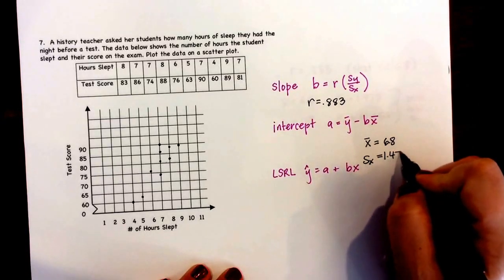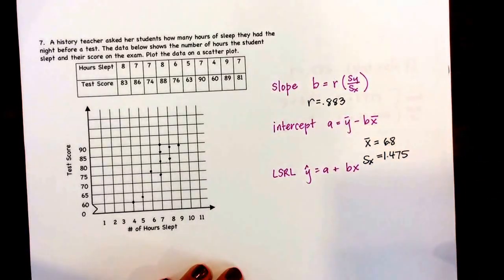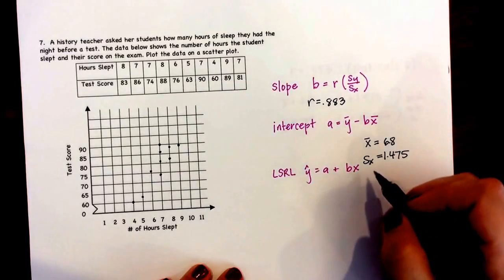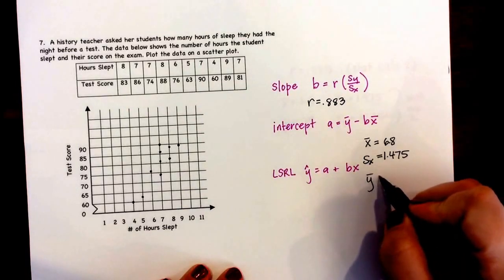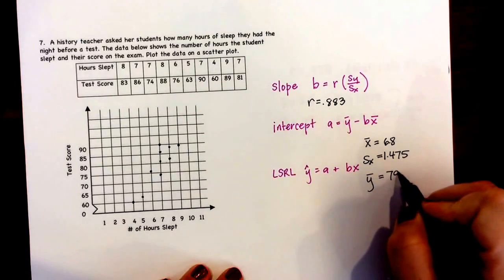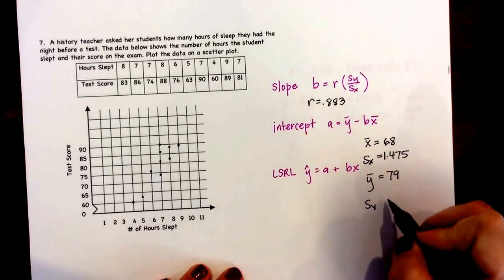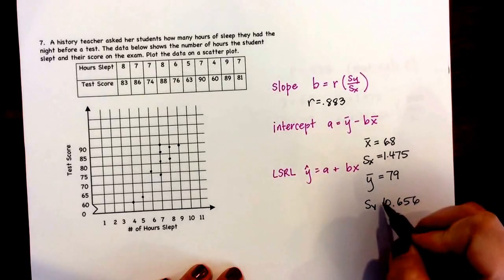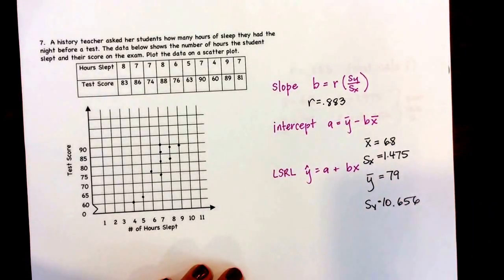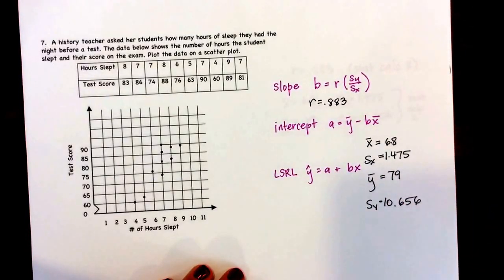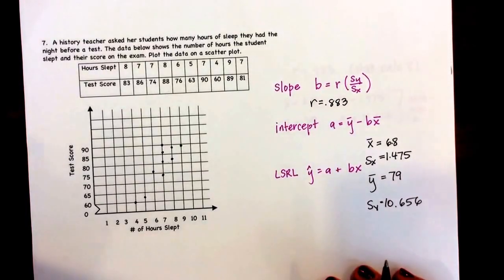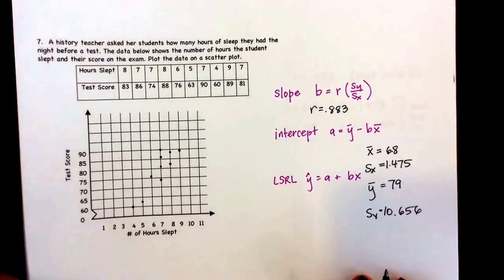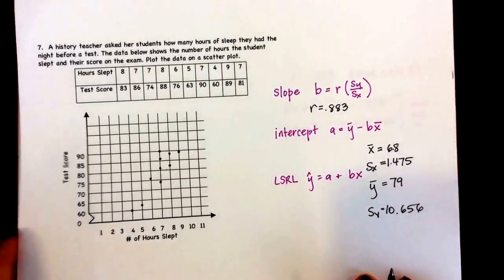Y bar, which is 79, and standard deviation of Y, which is 10.656. So hopefully you're getting the same numbers as me. If not, that means you entered in a number wrong, so go back and check your work. All right, so now let's write the equation of this line. So let's do some math.